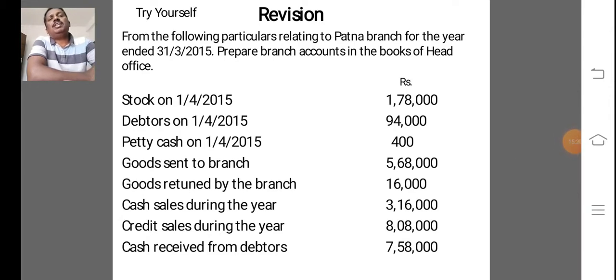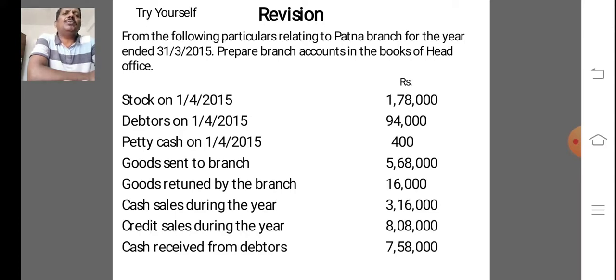That profit is to be transferred to the general P&L account. So try yourself from the following particulars relating to Patna branch for the year ended 31/3/2015. Prepare branch account in the books of head office. Stock on 1/4/2015 1,78,000.